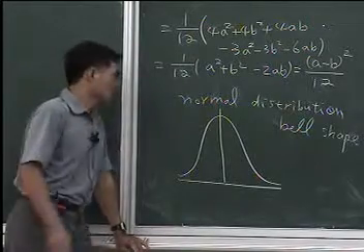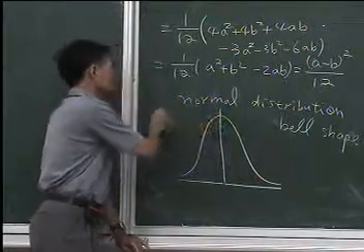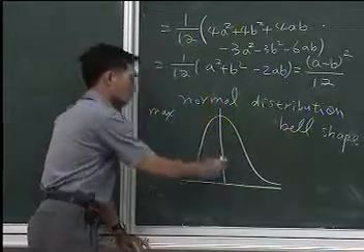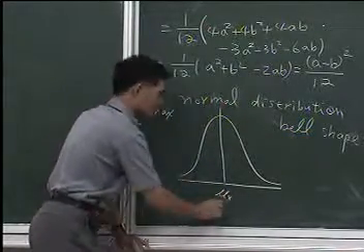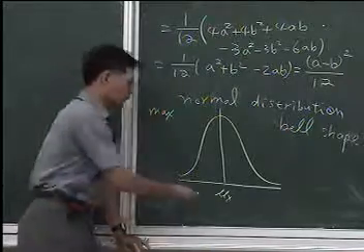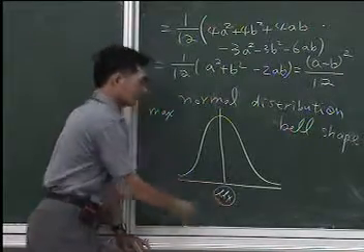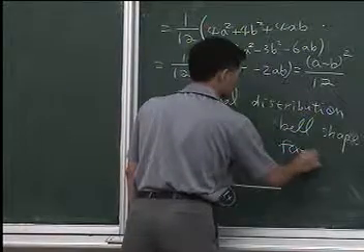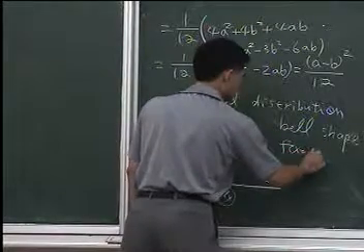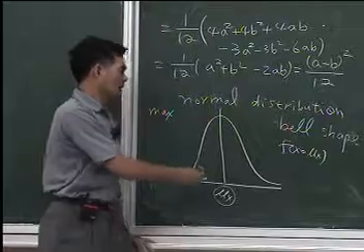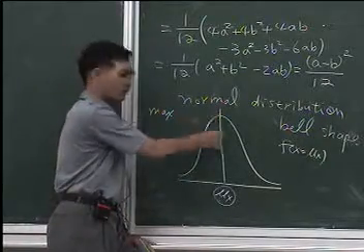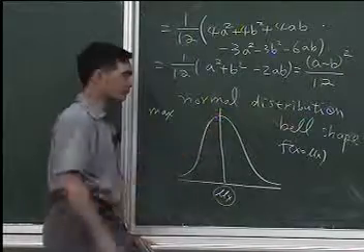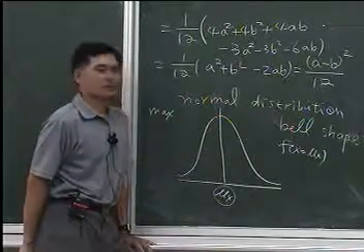First one, the highest point, so the maximum value occurs at this part, mu x. If you get to the variance, f of x equal to mu x has the highest value. The highest value is here. Then the second characteristic is that it is symmetric.